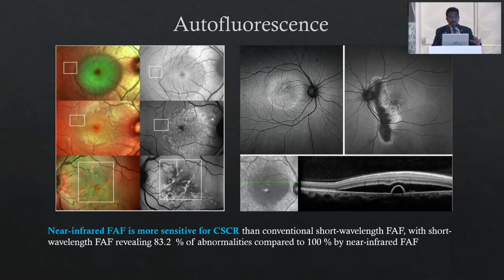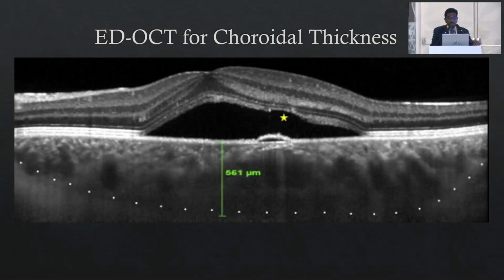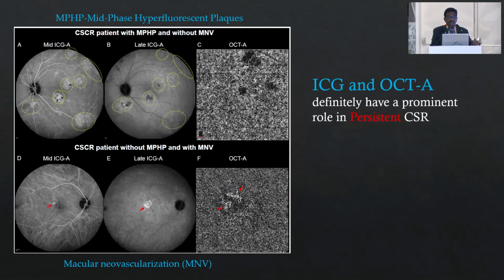Autofluorescence actually gives you a better picture, showing you a wider range of the disease activity, and especially the infrared is better than the shortwave conventional FAF. Enhanced depth imaging, again, you'll be able to see the increased choroidal thickness, and ICG-A is one investigation that I would like to get done in these cases, wherein we can see that mid-phase hyperfluorescent plaques will be seen in these cases, and OCT-A can pick up this macular neovascularization, which can be leading to chronic fluid leakage in these cases.